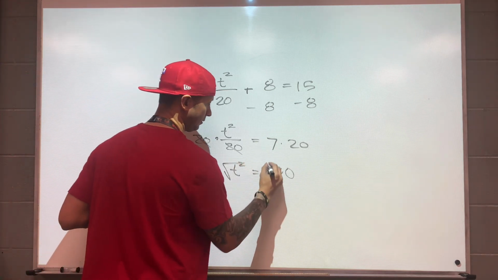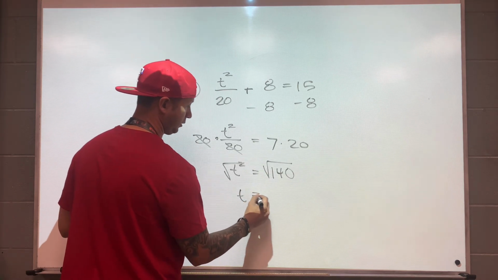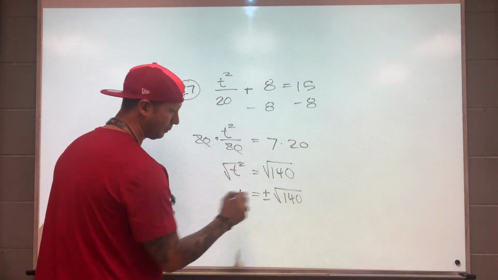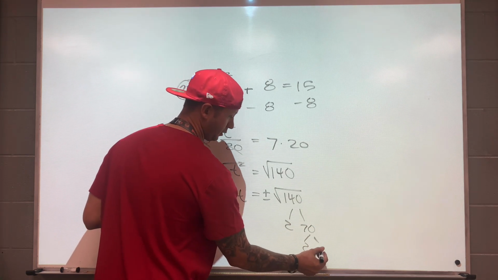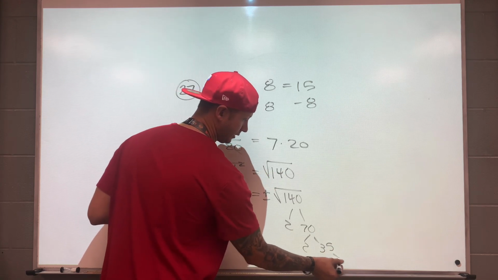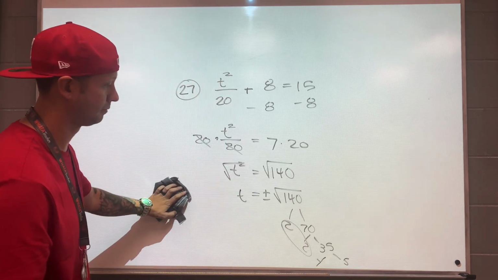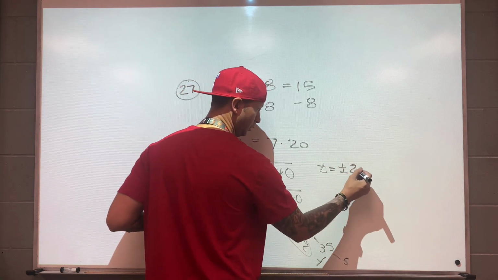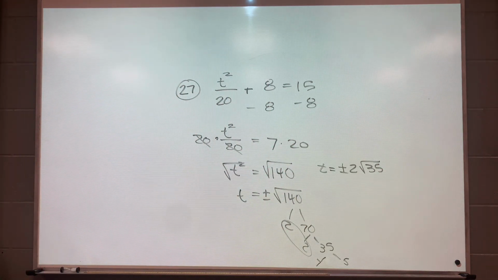Solving for t. So t equals plus or minus root 140. I'm going to simplify 140. 2 times 70, 2 times 35, and this is 7 and 5. So the only thing that gets to leave is a 2, a pair of 2's. So t is equal to plus or minus 2 root 35. It's not bad.